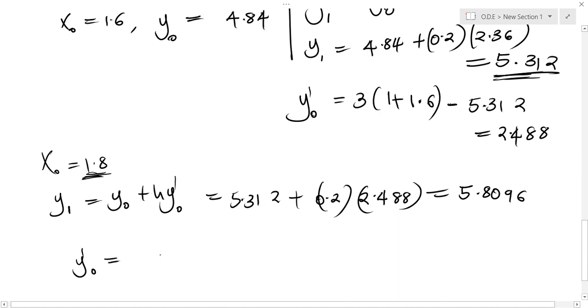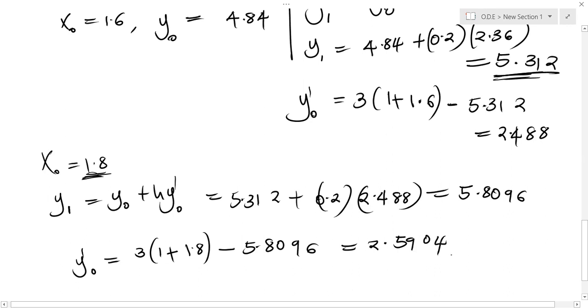Then what is our y prime naught? From the formula, dy/dx is equal to 3 into 1 plus x. Our x naught in this case is 1.8, minus our y naught in this case, which is 5.8096. And what does that give if you evaluate? If you evaluate this, you get 2.5904. Guys, do the last one for x naught equal to 2.